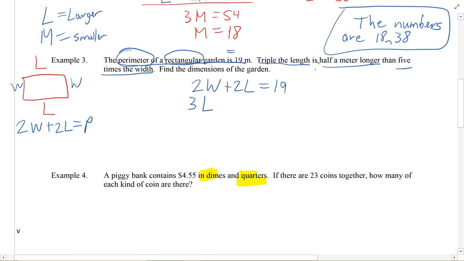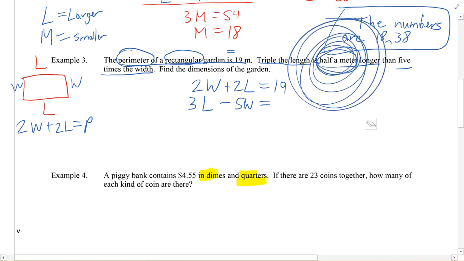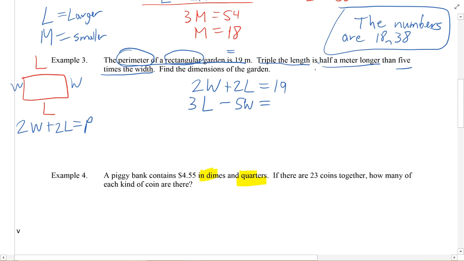Triple the length will be what? 3L minus what? 5W. Okay, and what does that equal? Half a meter. That's strange. Should we write the fraction or the decimal? Decimal. Yeah. Okay, so 0.5.